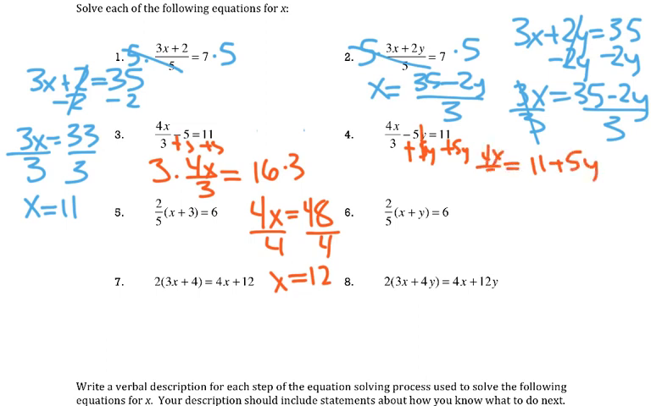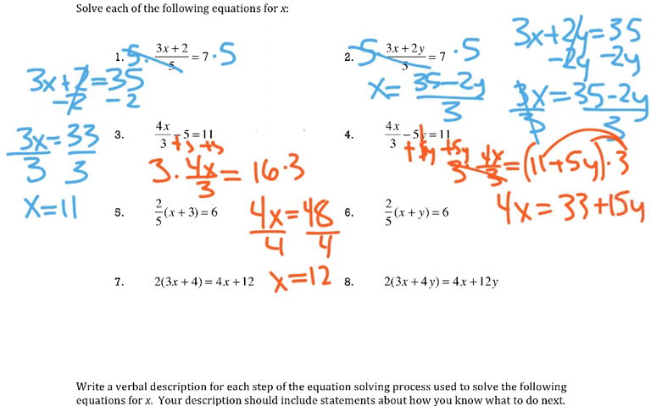That equals 4x divided by 3, so I multiply the whole side by 3. So I get 4x equals, distribute, 33, because 3 times 11 is 33, and 3 times 5 is 15, so 33 plus 15y. Then we divide by 4. We get x equals 33 plus 15y over 4. Again, a much more complex answer, but we just keep going step by step to get x by itself.